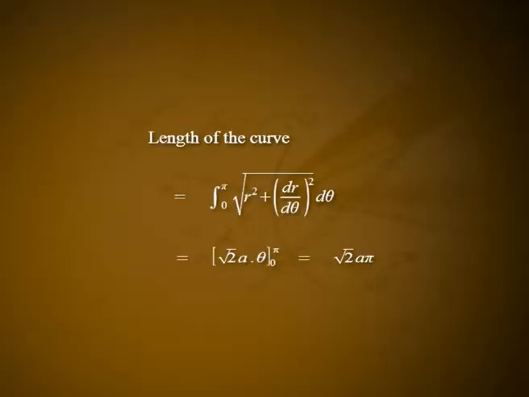r² + (dr/dθ)² = a²(cos θ + sin θ)² + a²(−sin θ + cos θ)² = 2a². Length of the curve is equal to the integral from 0 to π of the square root of r² + (dr/dθ)² dθ, which is equal to √2 a θ between the limits 0 and π, which is equal to √2 a π.